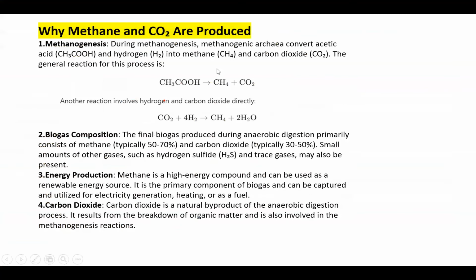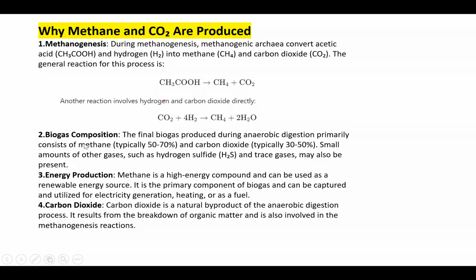So this methane which is produced from this process has great potential in energy applications. Here you also see the production of carbon dioxide, but when we compare it to fossil fuel burning and all, this amount we can actually neglect. Now, what is methanogenesis? During methanogenesis, methanogenic archaea convert acetic acid and hydrogen into methane and carbon dioxide. This is the major process. This is the equation, so you can refer to the slides once I upload.